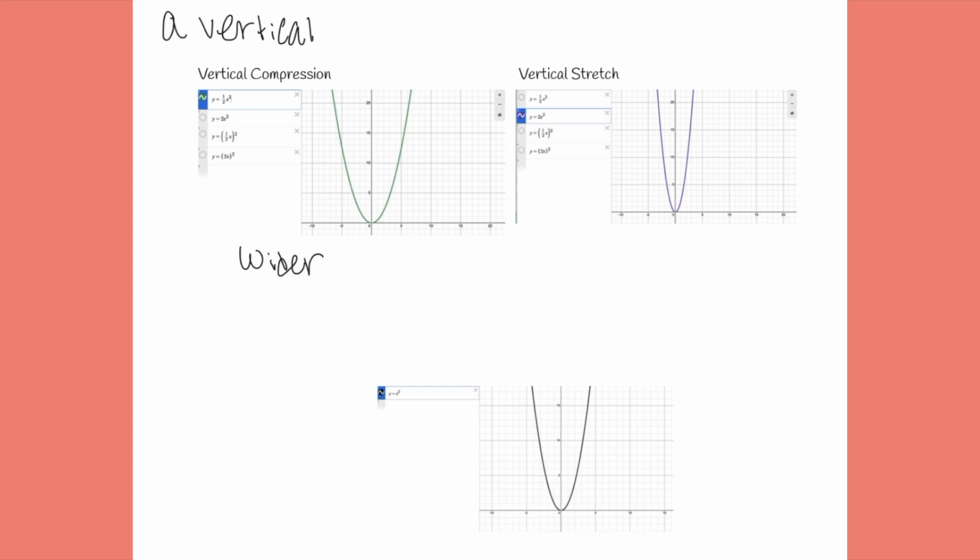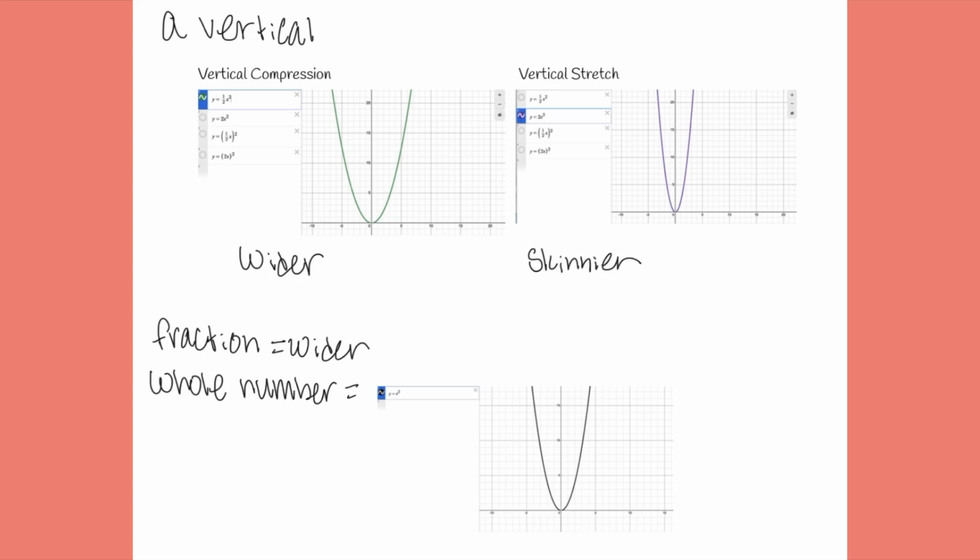Okay, well, what about if you change the a value to 2? Again, the vertex stays the same, and it faces the same way as y equals x squared, but it gets skinnier. So from this, you can figure out when the a value is a fraction, the function gets wider. And when it's a whole number, it gets skinnier. And remember, if there's a negative sign, that just means it gets flipped over the x-axis.